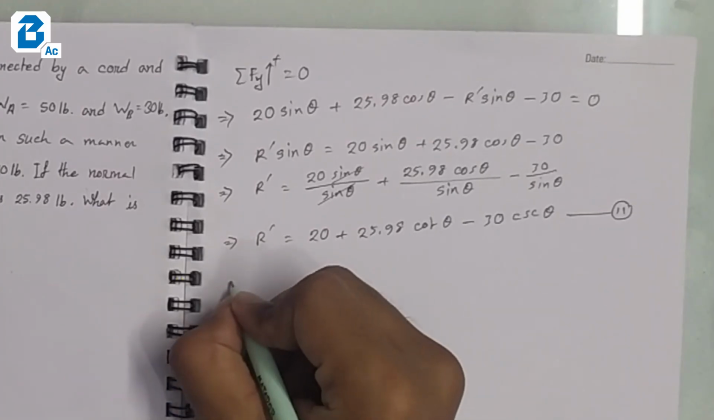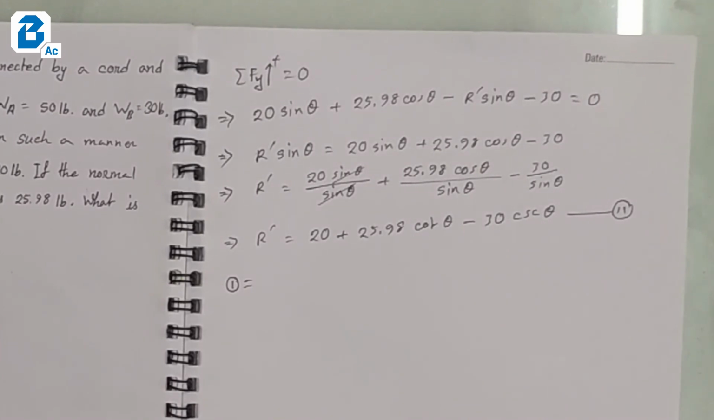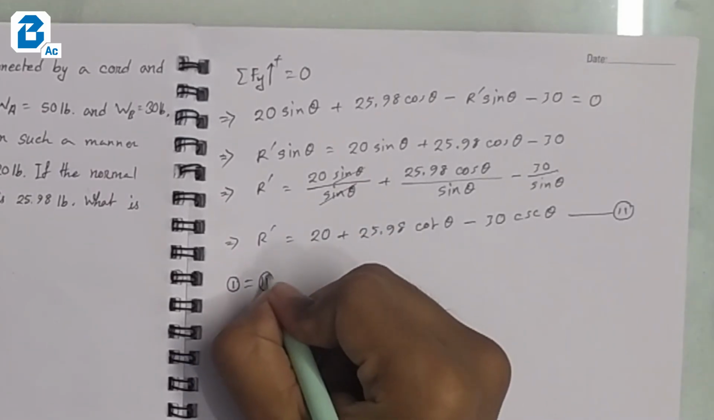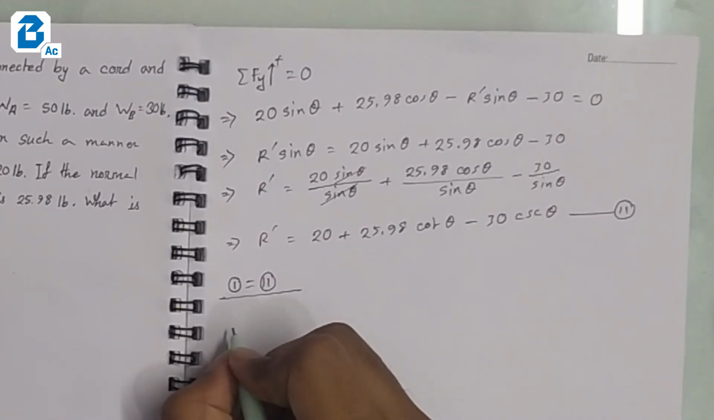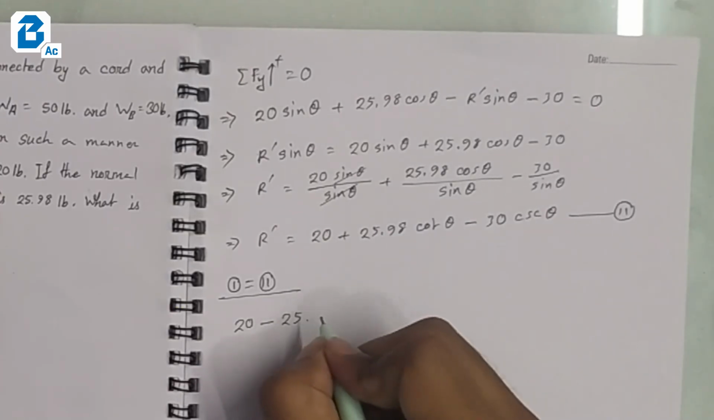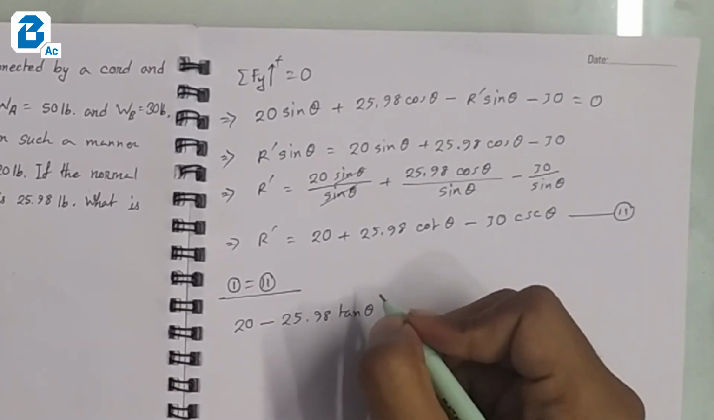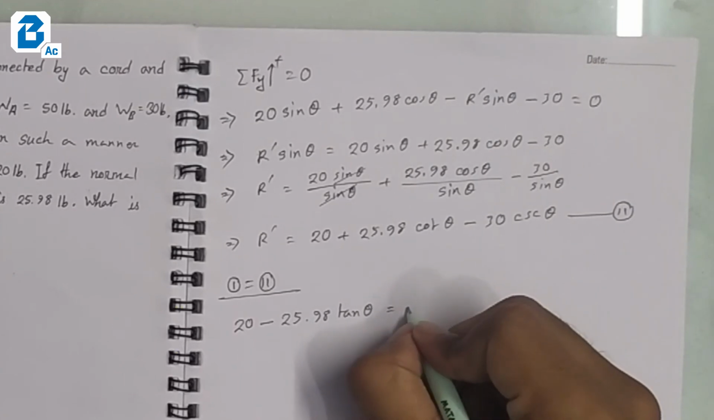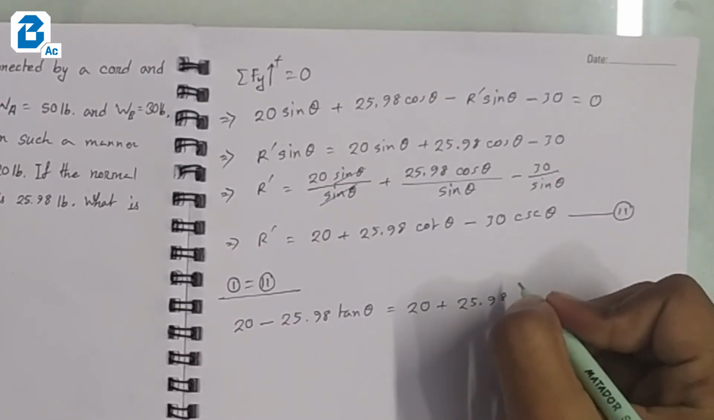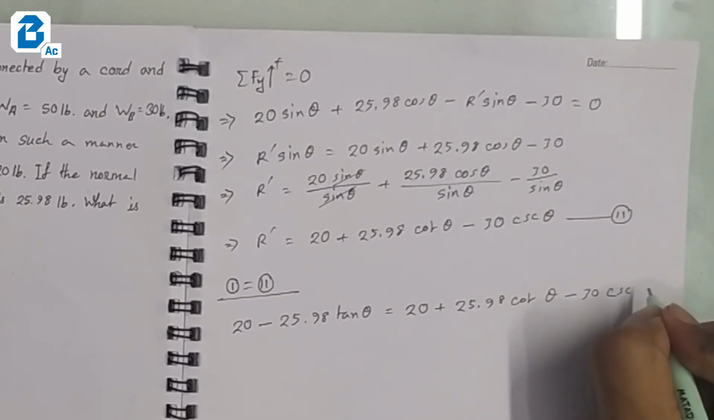So let's solve these equations, because we can see that equation 1 is an equation of R prime, and equation 2 is also an equation of R prime. So we can write equation 1 equals equation 2. So we can write 20 minus 25.98 tan theta equals 20 plus 25.98 cot theta minus 30 cosec theta.